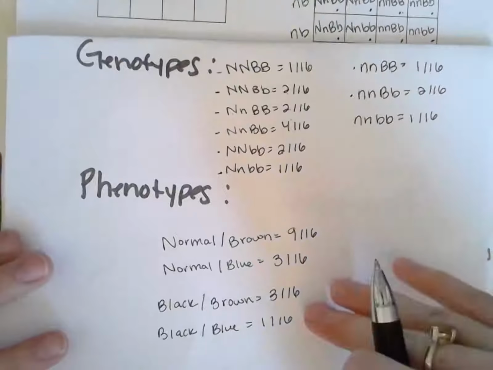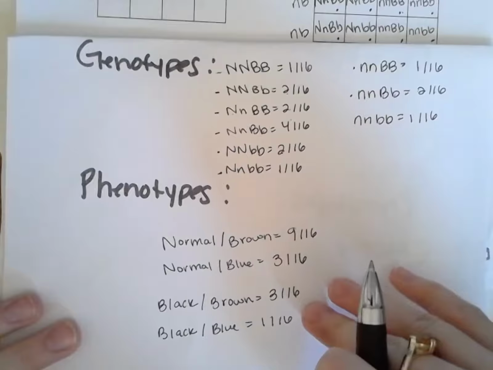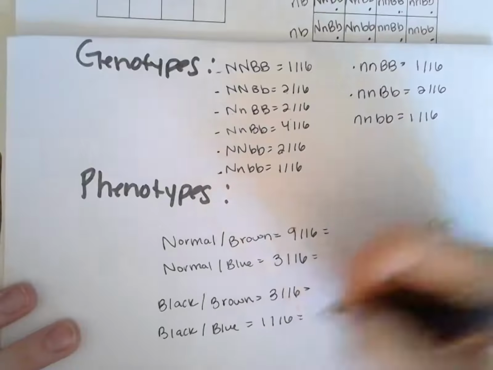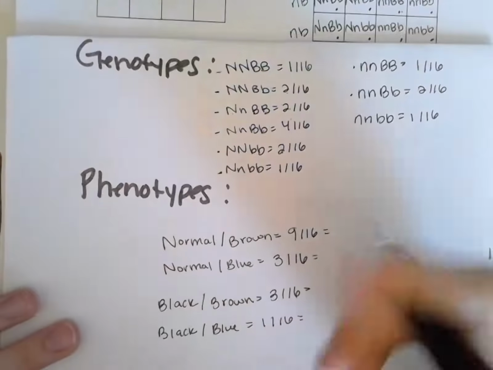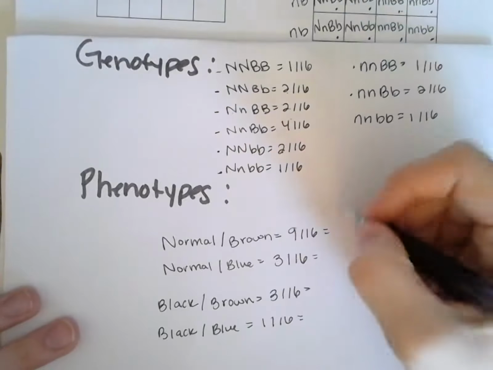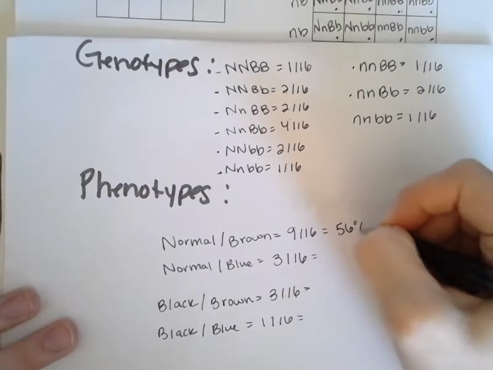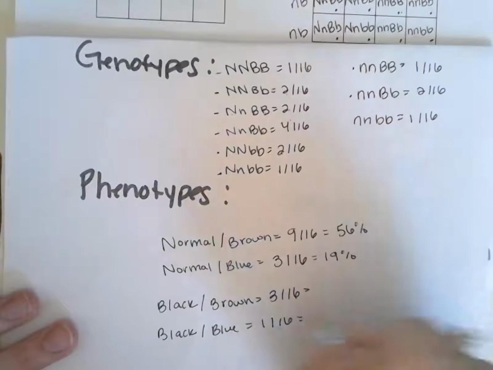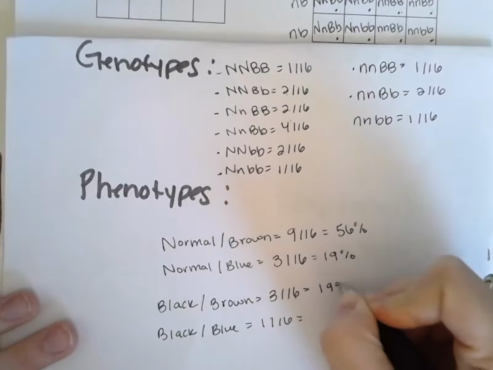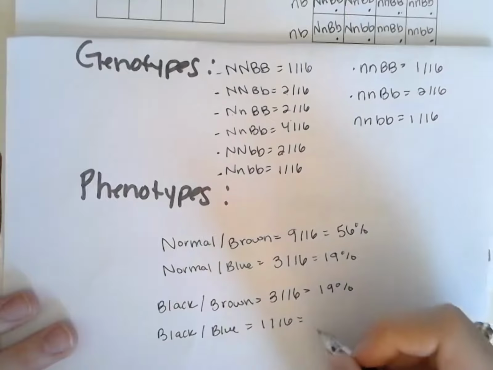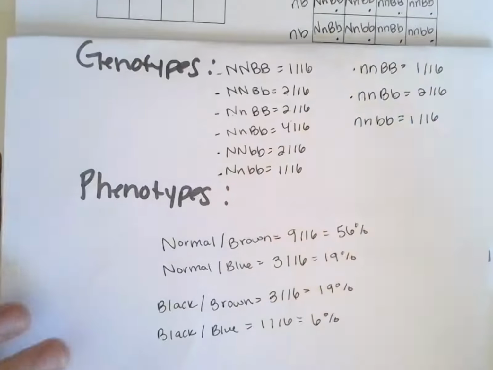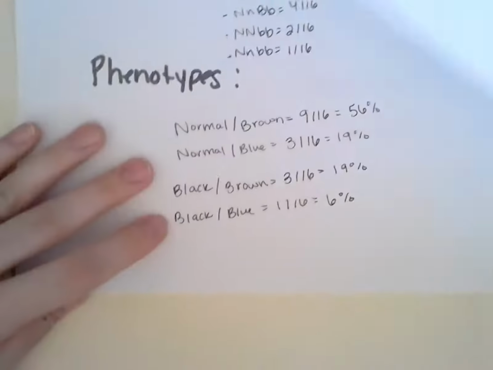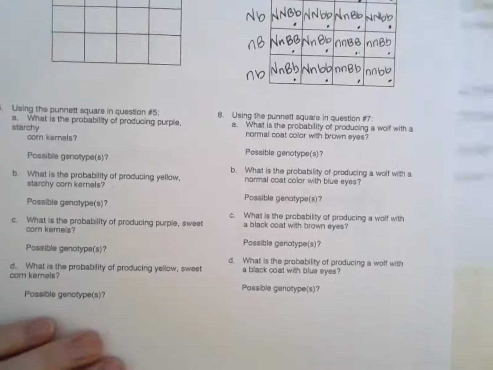Okay, last thing you need to do for these phenotypes is add on the percentages. These aren't going to be real nice numbers, so you can just round them. The percentage for 9 out of 16 is going to be around 56%. 3 out of 16 is going to be around 19%. Once again, 3 out of 16, 19%, and then 1 out of 16 is about 6%. Alright, so now I can use that information to answer these questions on this page.